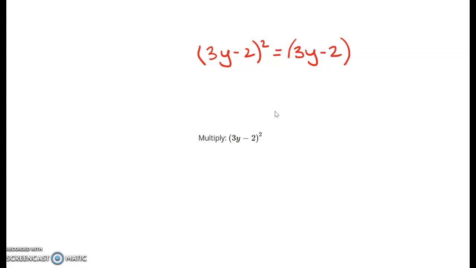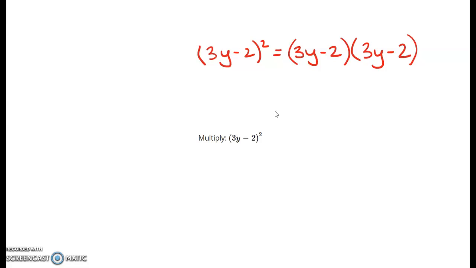Okay, we need to multiply these factors. Now, if you remember, when it says squared, it's saying whatever is in here is repeated. So this is the same thing as saying 3y minus 2 times 3y minus 2. It's really important to remember that property of exponents, okay?